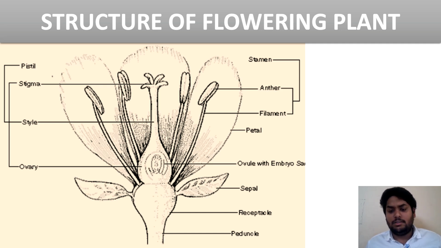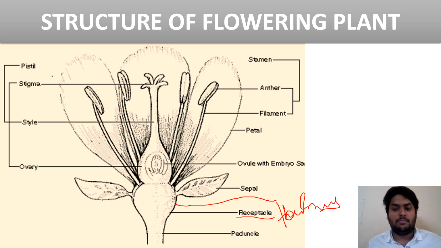there is a receptacle, which we also call the thalamus. A flower is an externally modified shoot, and all the parts are arranged on a concentric circle, which is called the thalamus or receptacle. The thalamus and receptacle are the same. These both are the same.